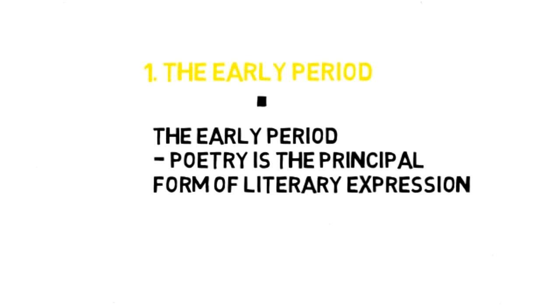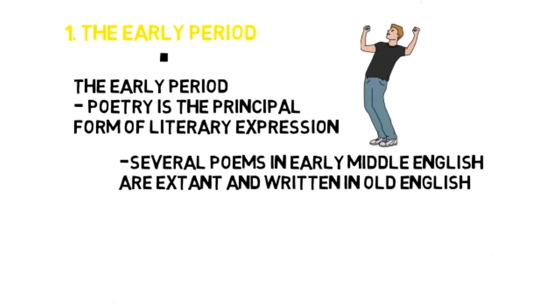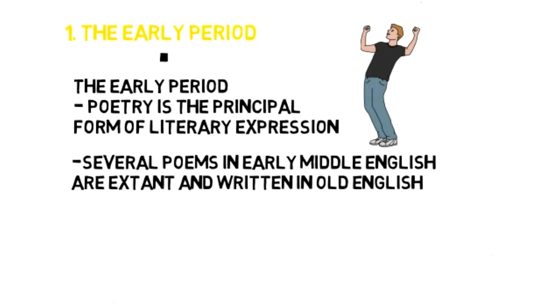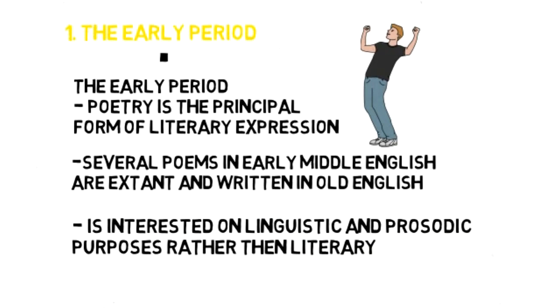First, the early period. The early period, poetry is the principal form of literary expression. Several poems in early Middle English are extant and written in Old English. Is interested on linguistic and prosodic purposes rather than literary.